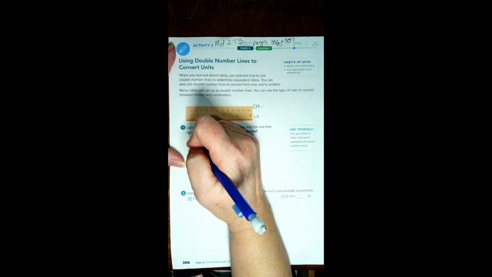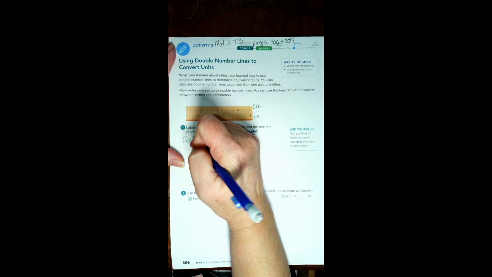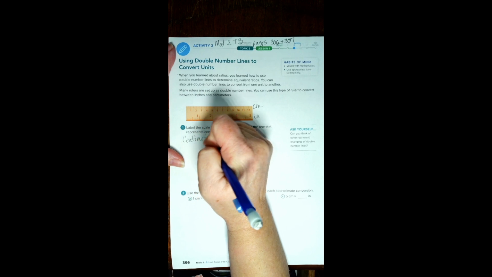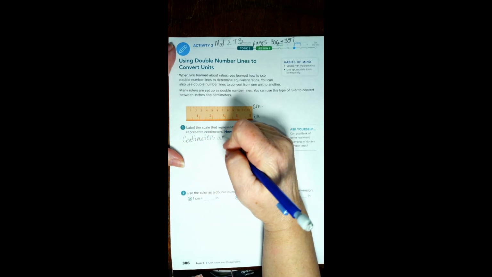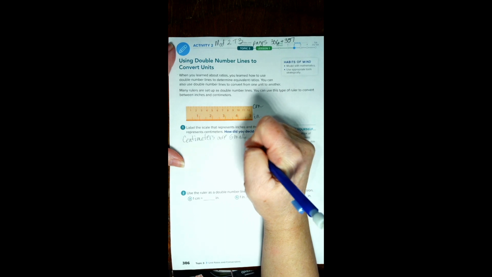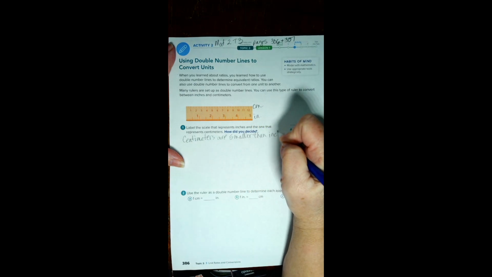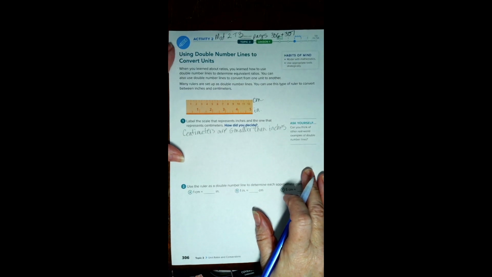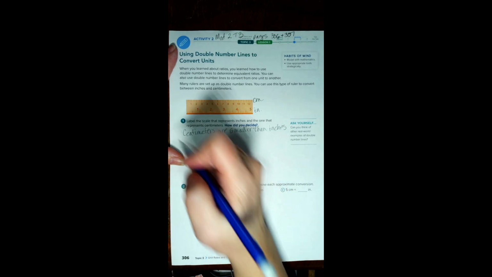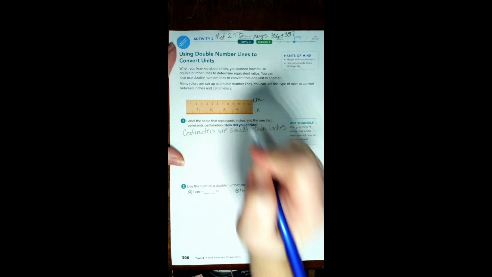And how do I know that? I know that because centimeters are smaller than inches.